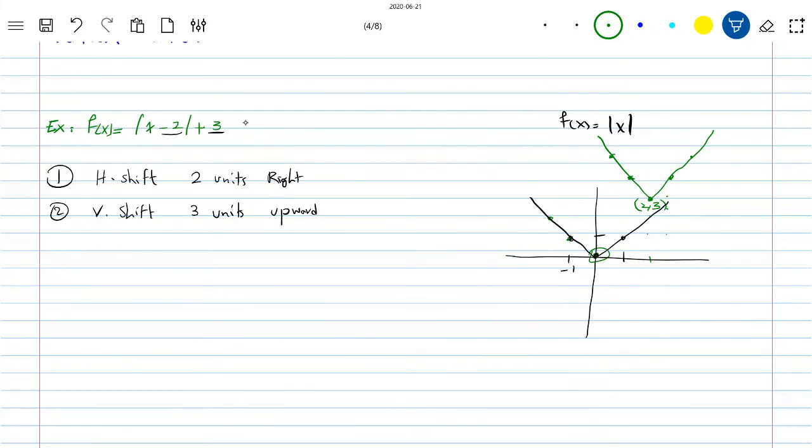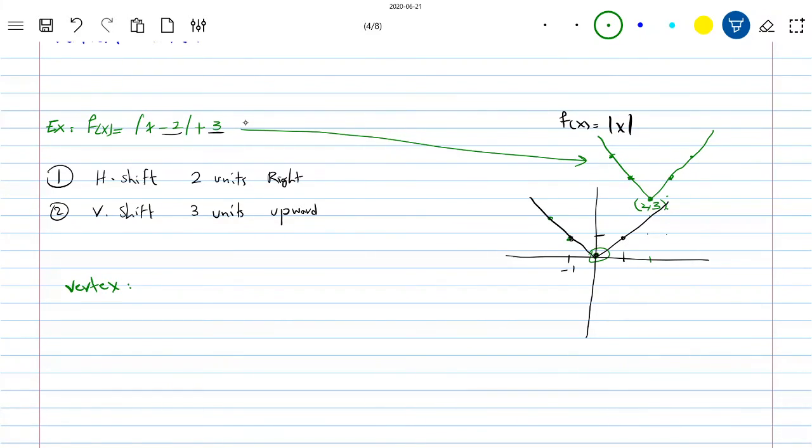And now this green graph is exactly the graph of f of x equal to absolute value of x minus 2 plus 3. So instead of drawing the table and stuff, I can simply, just by doing shifts vertically and horizontally, graph the function.